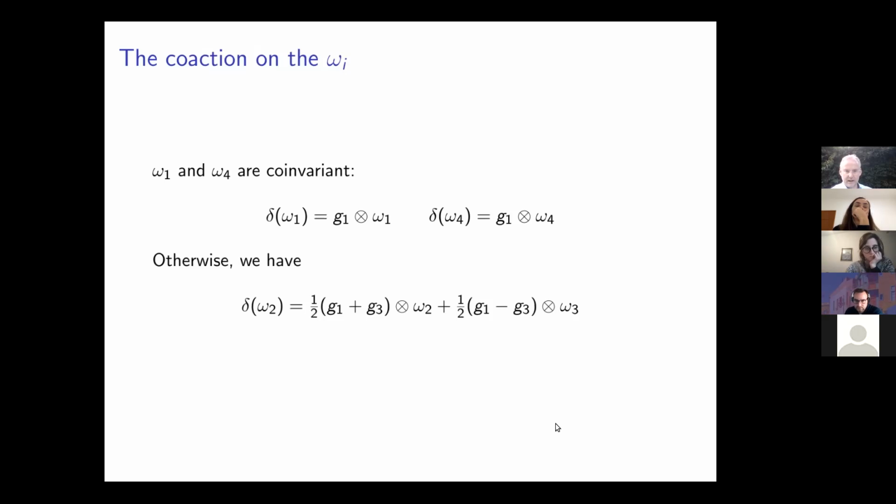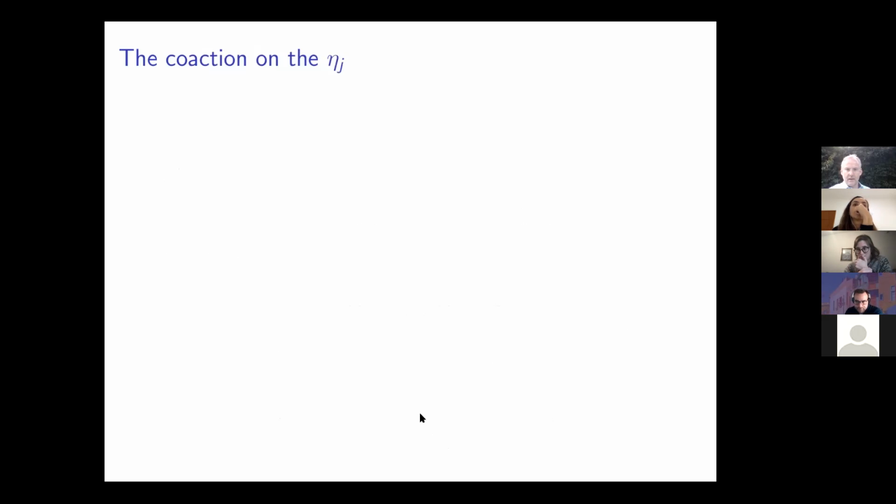So to get the Drinfeld-Hopf algebra, you need a coaction too, and the coaction looks as follows. They are not only fixed points, also invariant, but also co-invariant. This means that the coaction is given by these two formulas, and for the other ones, it's more complicated. Otherwise, we have that the coaction on these is this linear combination, and on omega 3 it is given as this linear combination, which only differ by a sign here. There's otherwise no difference.